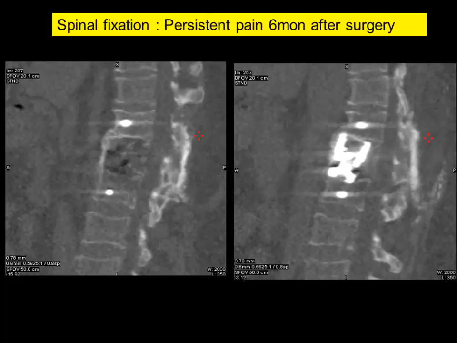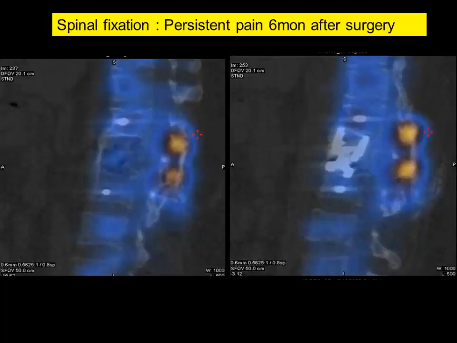So if you look at the functionality of this, there is nothing there, there is no acute process, there is no chronic process, but there is uptake in the facet joints, which is probably the pain triggering point.